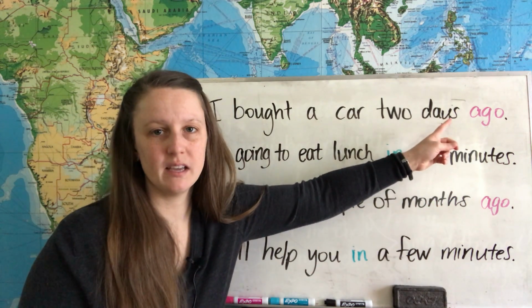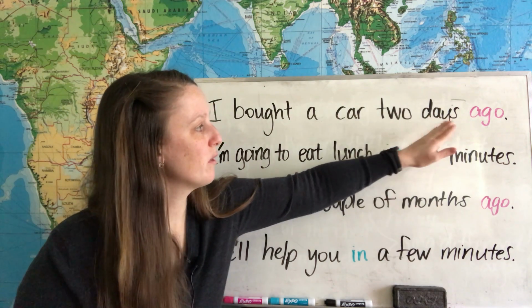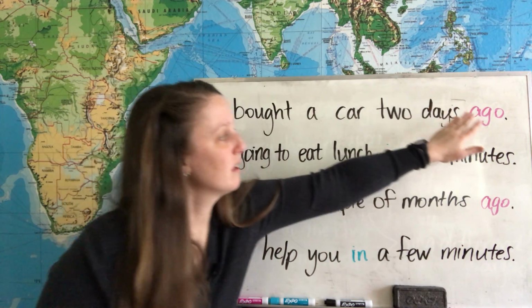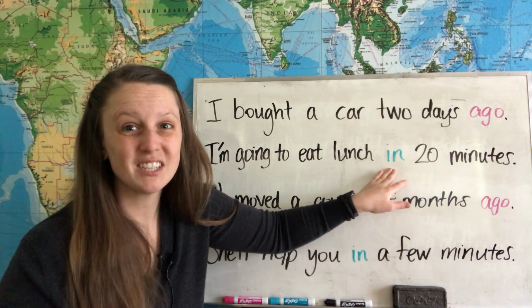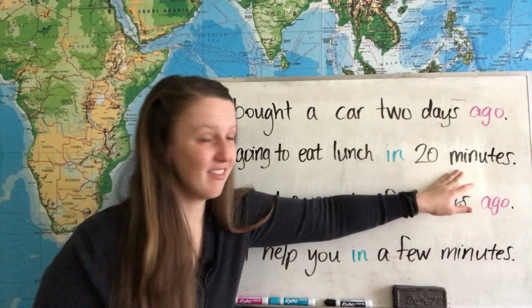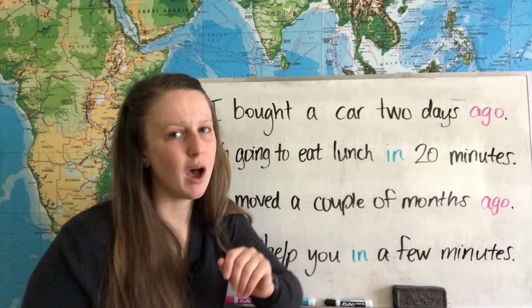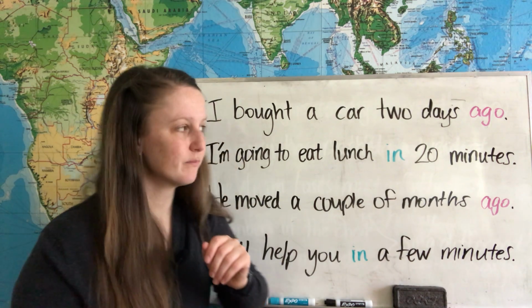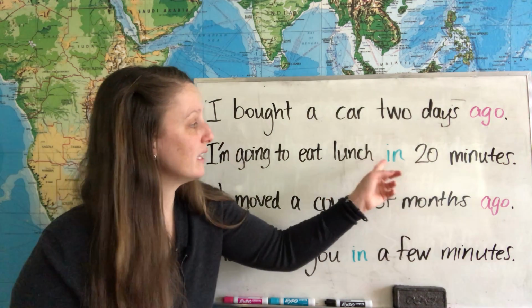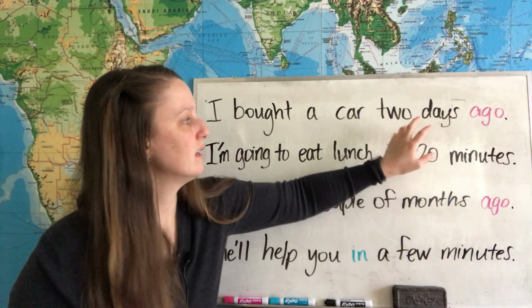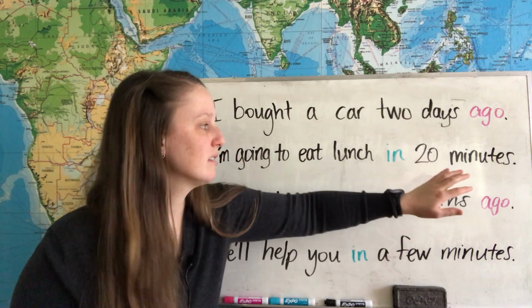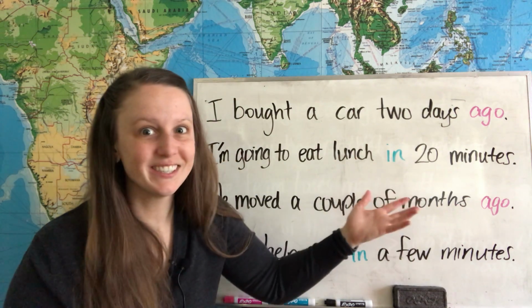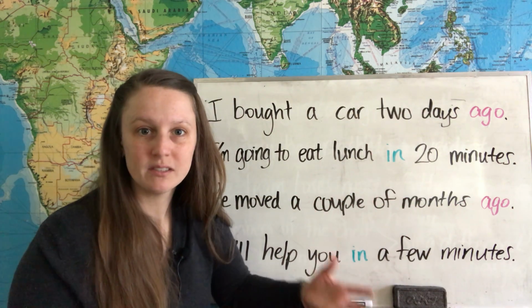This is the opposite of ago. With ago, we have the amount of time and then ago. Here we have our keyword, our time word in, and then the amount of time. They're kind of opposite in that way. So we can use in and ago both together with a specific amount of time. 2 days, 20 minutes, 10 years, a specific amount of time.